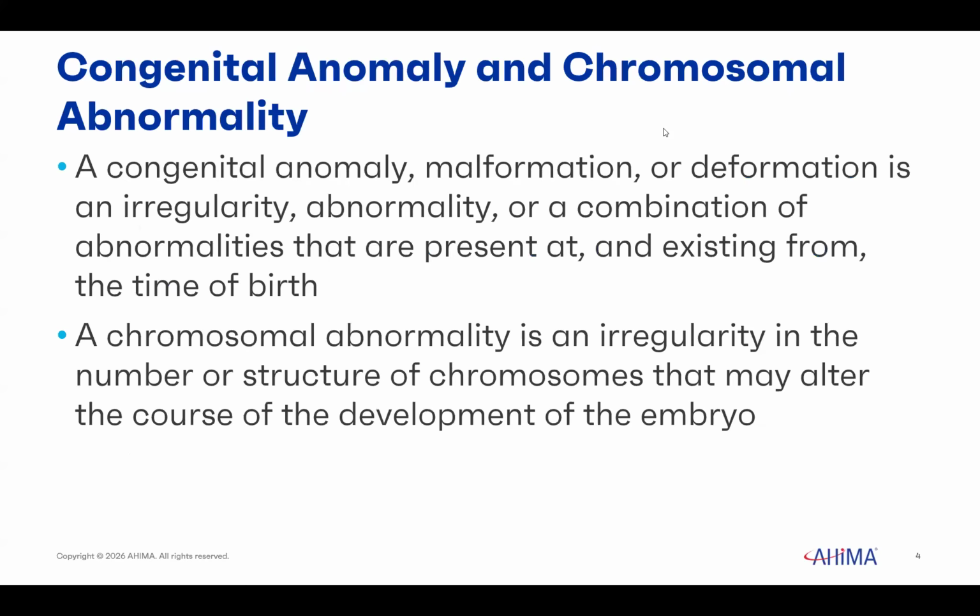So what exactly is a congenital anomaly or chromosomal abnormality? A congenital anomaly is a malformation. It's an abnormality that's present at and existing from the time of birth. A chromosomal abnormality, on the other hand, involves an abnormal number of chromosomes or a structural abnormality of the chromosomes. A lot of people use these terms interchangeably, but they're really quite different.